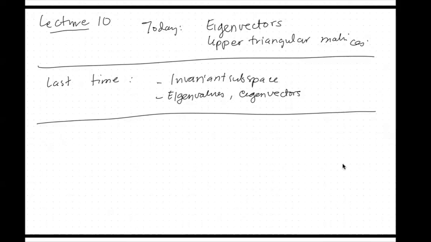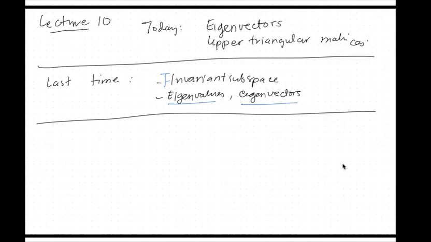Last time we introduced the notion of invariant subspace, specifically invariant subspace with respect to a linear transformation or linear map T. So sometimes people say T-invariant here, with respect to the specific linear map T. Then we have eigenvalues and eigenvectors.